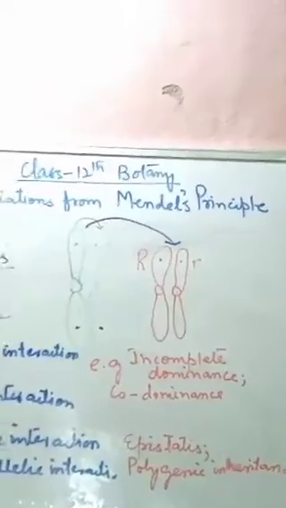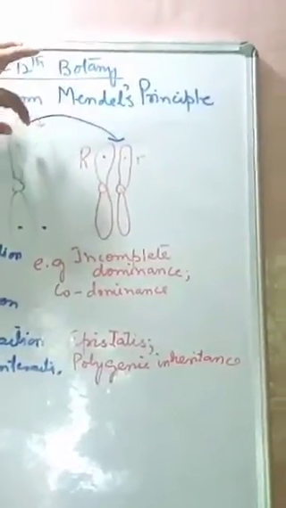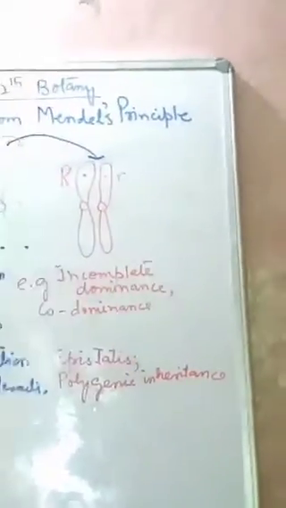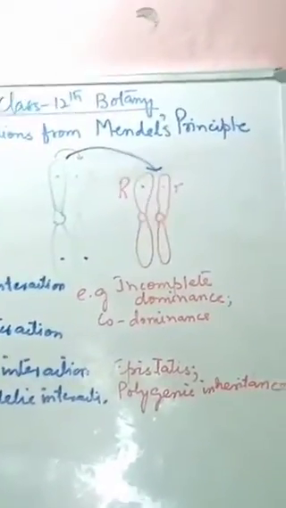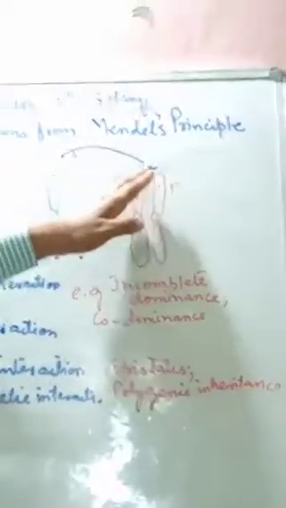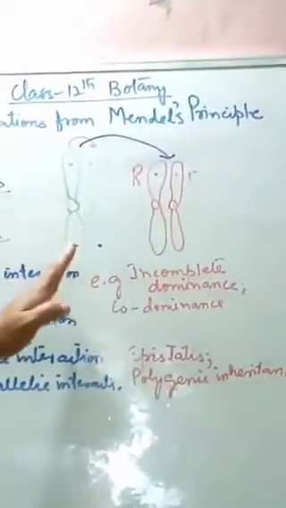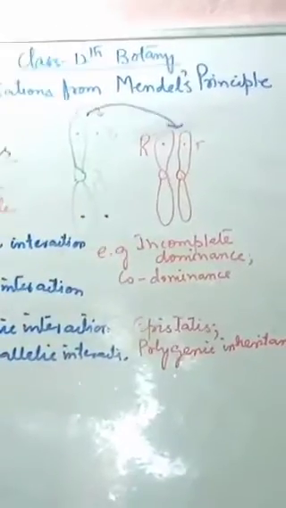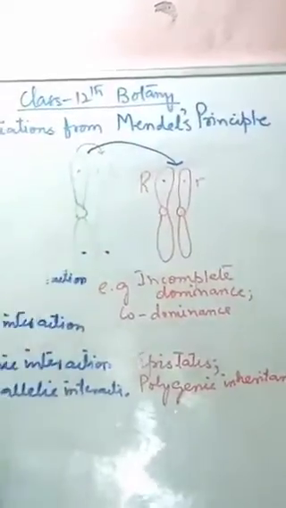So in intragenic interaction, we will study the interaction between the two alleles which are located at the same locus on the chromosomes, and intergenic interaction means the interaction between the genes which are located on different loci on different chromosomes, or which are located on different loci on the same chromosome. Now let us try to discuss one by one.